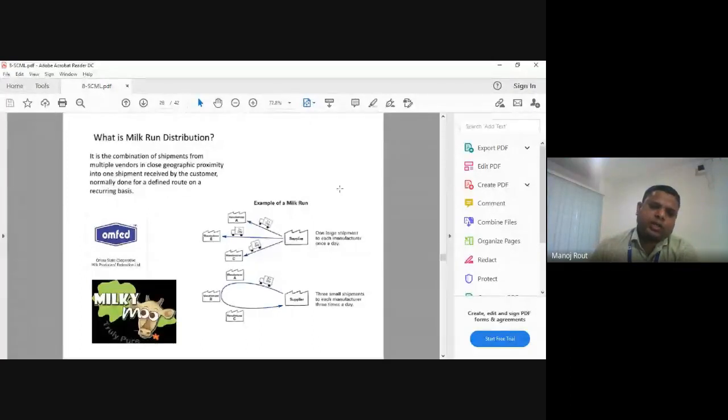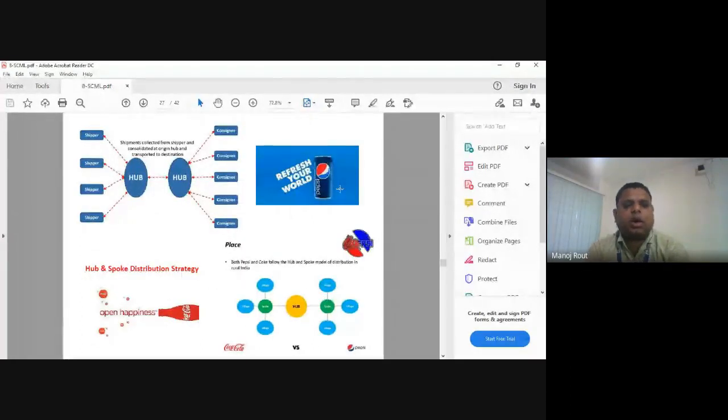The next strategy is known as the hub and spoke distribution strategy. Companies like PepsiCo and Coca-Cola India Private Limited employ this. As you know, in a cycle wheel there is a particular hub, and that hub is well connected to a number of spokes. If you go to the first figure, more number of shippers and more number of consignees are well connected to different hubs. So the shipment is collected from the shipper, consolidated at the origin hub, and transported to the destination.